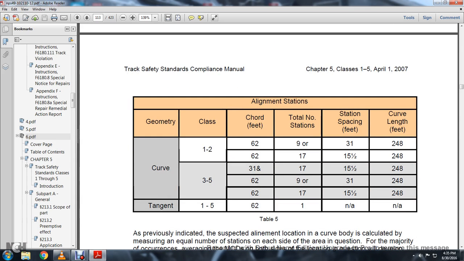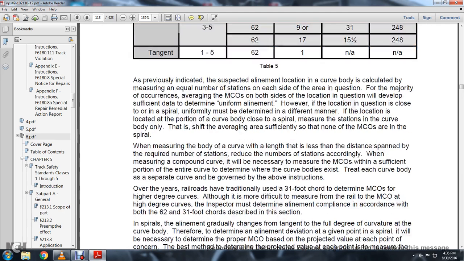Alignment stations. Curvature of one is one, class 1 to 2, chord 62 foot. Total number of stations 9 or 17, spacing 31 foot or 15.5, curve length curvature 2 1/48. Class 3, 3, 5: 31-foot chord and 62-foot chord. 17, 9 or 17, 15.5, 31, 15.5, 248 curvature length. Tangent 1 through 5, class 62-foot chord, total number of stations 1, spacing not applicable, curve length not applicable.